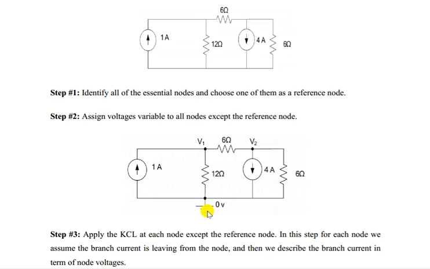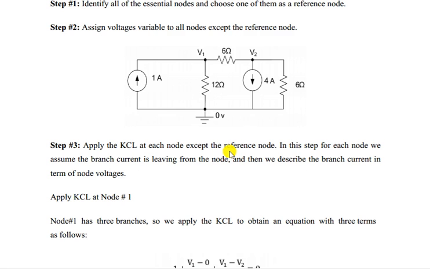If you consider this one as 0 volt, now how many nodes are left? Node 1 and node 2, and assign node voltages to each node, V1 and V2. After that we have to apply KCL at V1, at node 1.